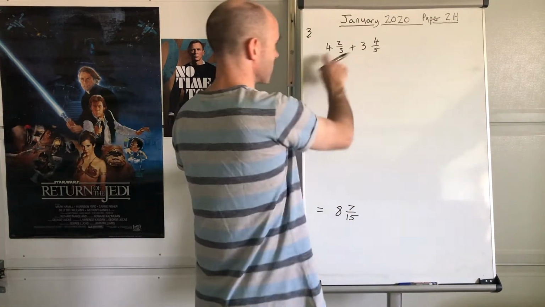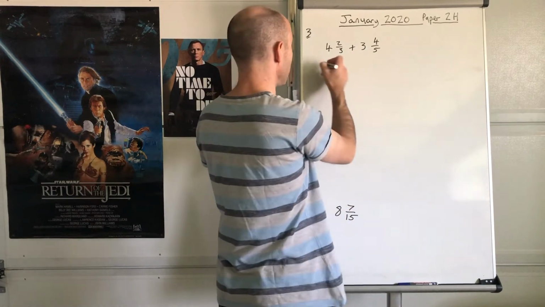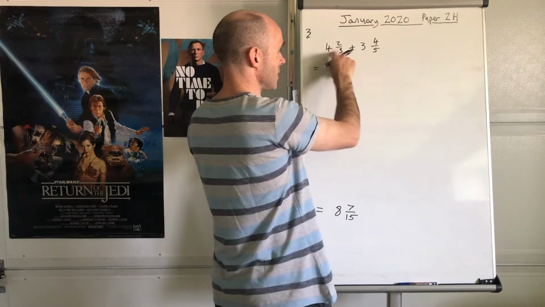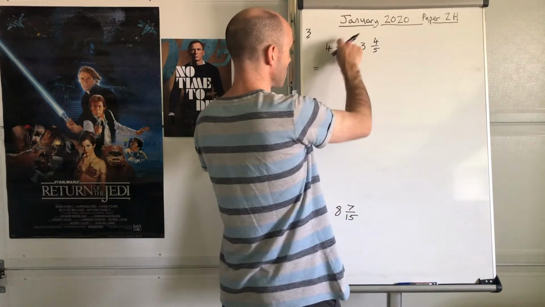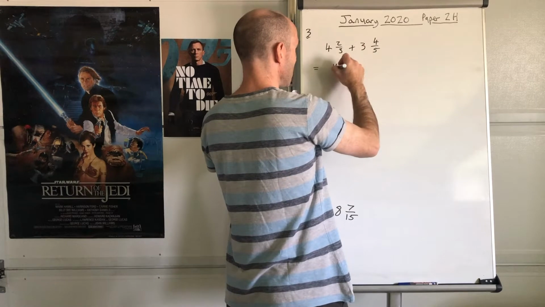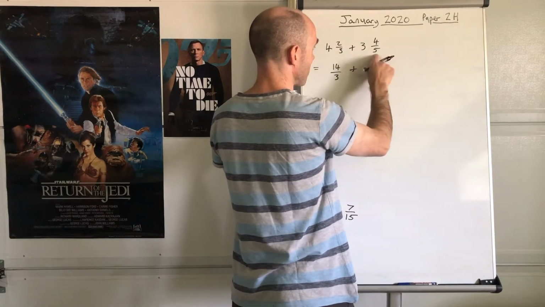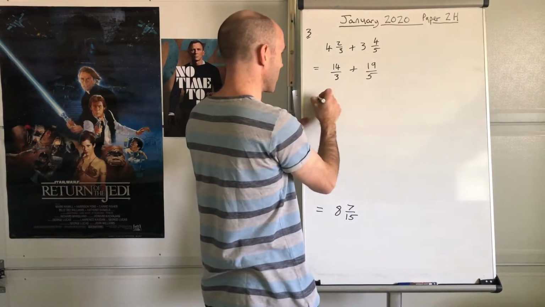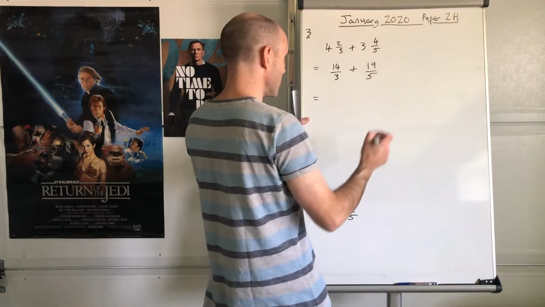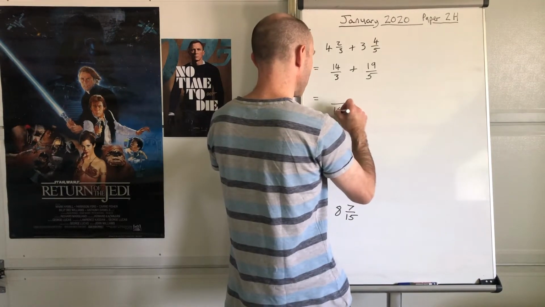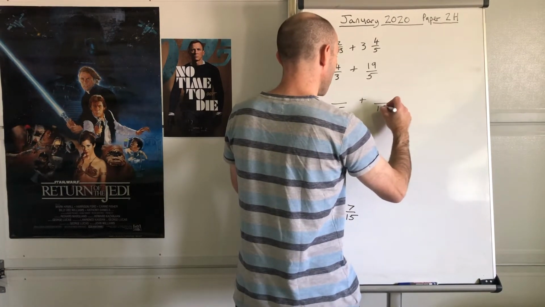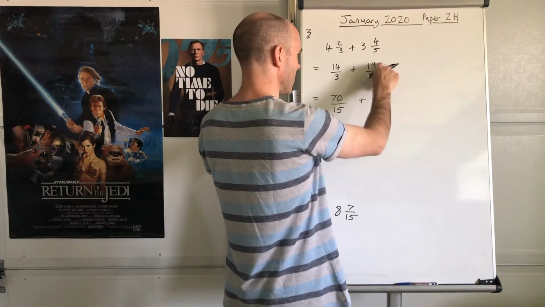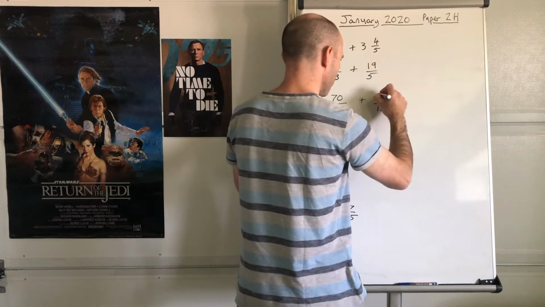So what you've got to do is try and simplify this each step of the way. There's a number of ways you can do this. What I'm going to do is turn these into top-heavy fractions. So that's going to be 12 plus 2, 14 thirds, and this one is going to be 15 plus 4, 19 fifths. You don't have to, but that's the way I've done it. Then you want a common denominator, which is clearly going to be 15. So I'm just going to write that as 15, and then 14 times 5 is 70, and 19 times 3 is 57.